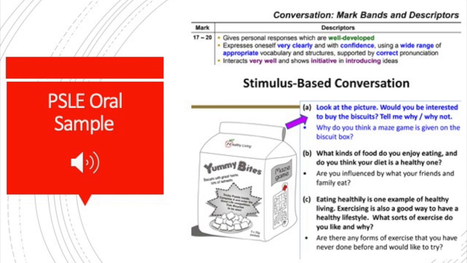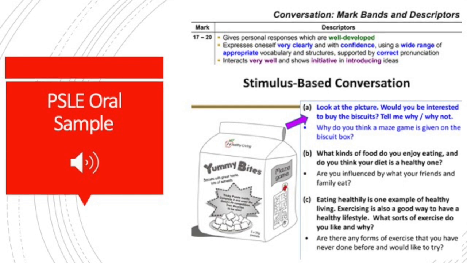Eating healthily is one example of healthy living. Exercising is also a good way to have a healthy lifestyle. What sorts of exercise do you like and why?